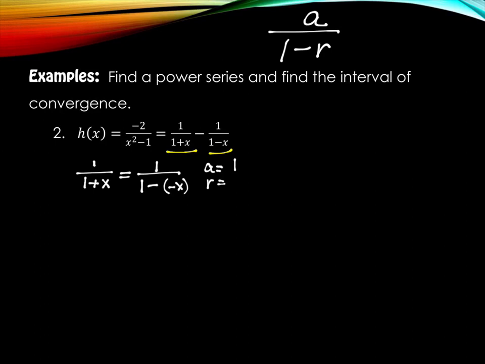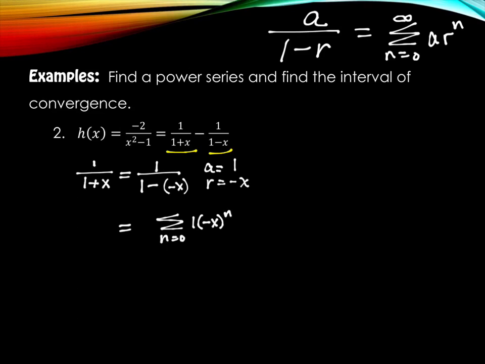And what is r? Negative x. So far, so good? Okay. So I'm able to, and again, I should have written these at the top so that we can keep referencing them. This is ar to the n, n from 0 to infinity. So my a value can be written in as 1, and my r value is negative x to the n. So n equals 0 to infinity.